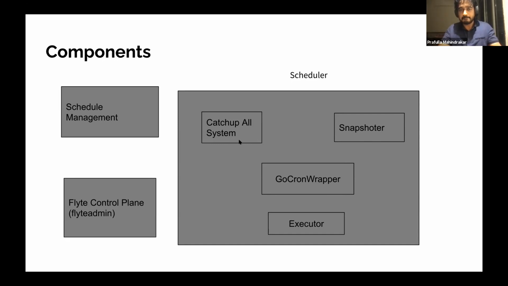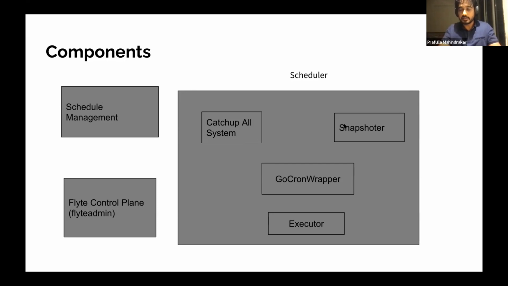And yeah, the catch-up system, as I mentioned, when the scheduler comes up, the first thing it does is run the catch-up system. So going through all the schedules, it needs to understand, is there anything I need to catch up? And until all schedules are caught up, it won't start new schedules through the GoCon wrapper. So the catch-up system is the one which takes care of doing that.